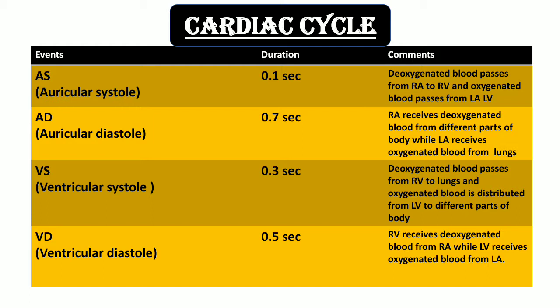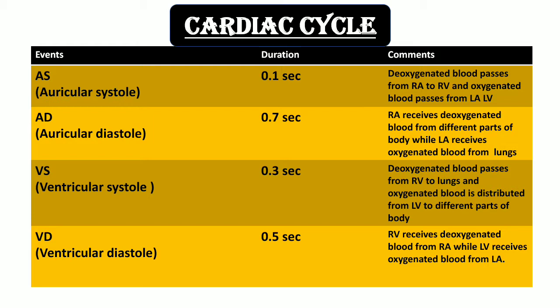Now auricular diastole, it is 0.7 second. How? The right atrium receives the deoxygenated blood from different parts of the body, while the left auricle receives the oxygenated blood from the lungs. Now this is one cycle. Now you all know that in the cardiac cycle, or in our heart, there is never any overlapping of these chambers. Overlapping will never occur. Auricle chambers and ventricle chambers will never overlap in systole.